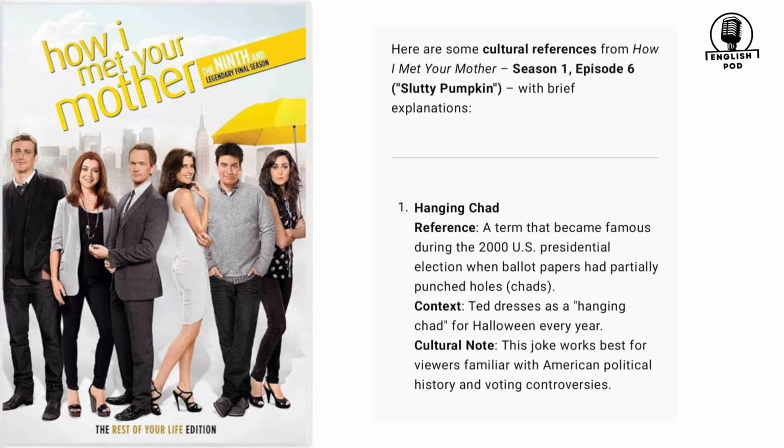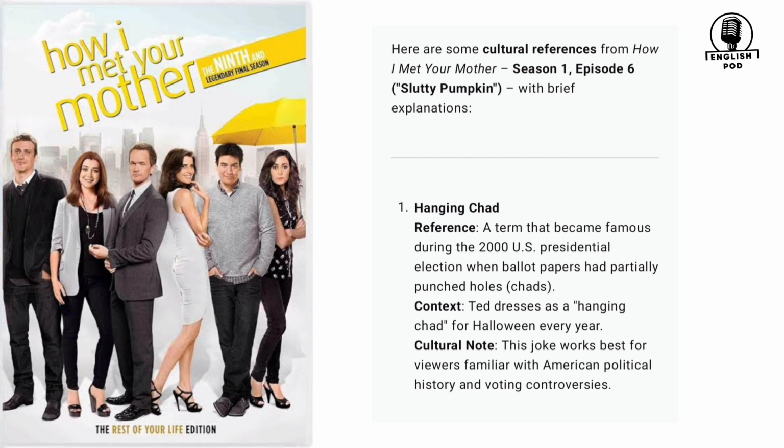And so Ted's running around in this hanging Chad costume every Halloween, and somehow it's funny. Well, it's funny because we all remember that crazy election. It's like this shared kind of absurd memory. You had to be there. Or at least know the story to get the joke. Exactly. It's so tied to that specific time and place. Cultural humor for sure.